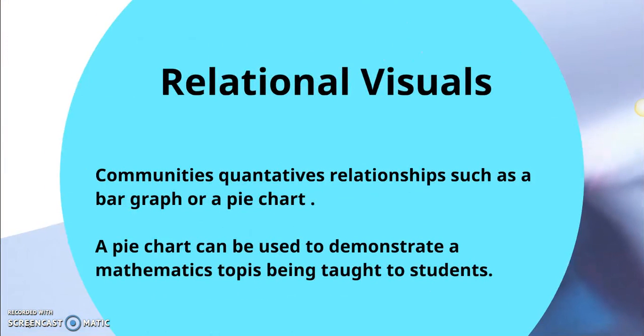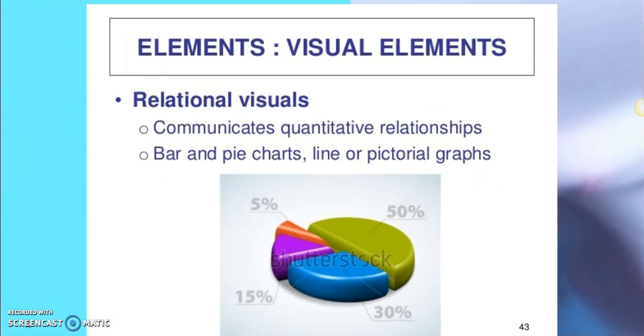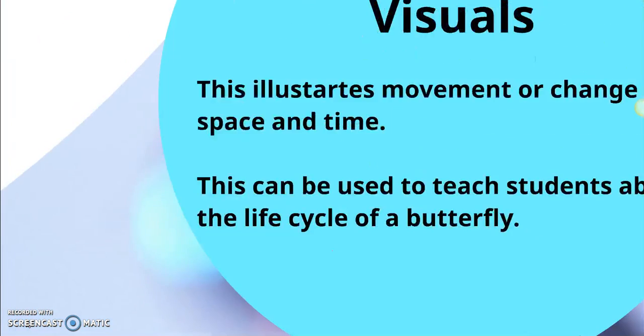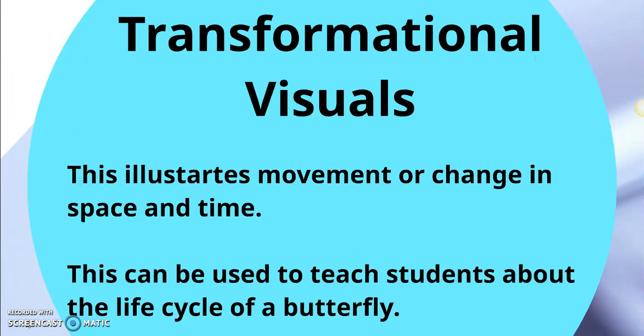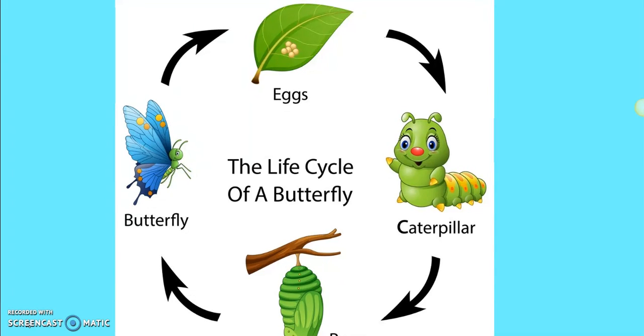Relational visual. This communicates quantitative relationships, such as bars and pie charts, line graphs, or pictographs. A pie chart can be used to demonstrate a mathematical topic being taught to students. Transformational visual. This illustrates movement or change in a space of time. This can be used to teach students about the life cycle of an animal or insect.